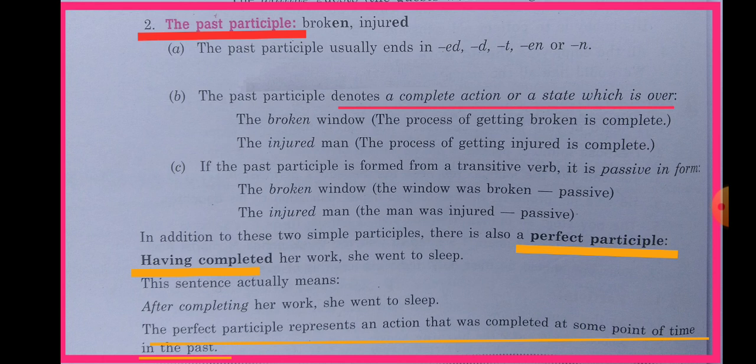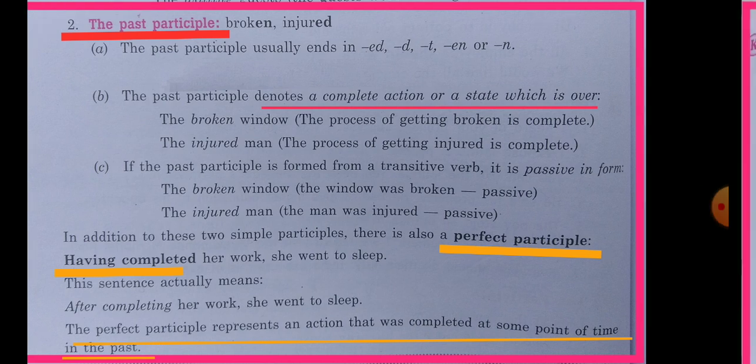So here: having completed her work, she went to sleep. Here we have used a perfect participle, because participles are not only of two kinds, there is a third kind also, that is the perfect participle, in which we use the ing form and the past participle together. So here, when an action is completed: having completed her work, she went to sleep. The perfect participle represents an action that was completed at some point of time in the past. So here there are three participles: present participle, past participle and perfect participle.